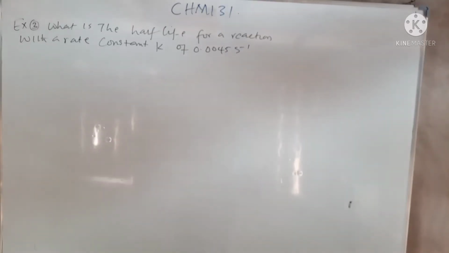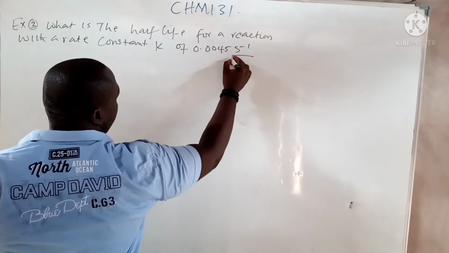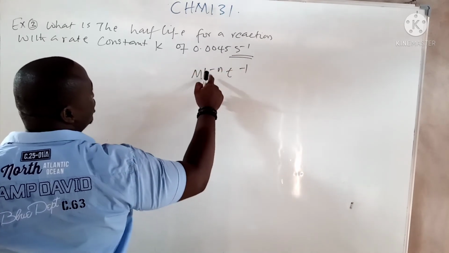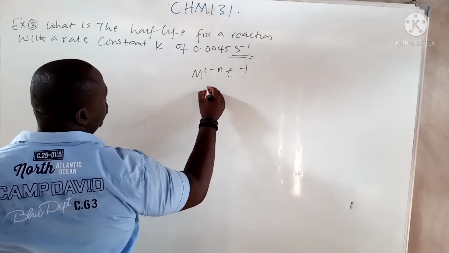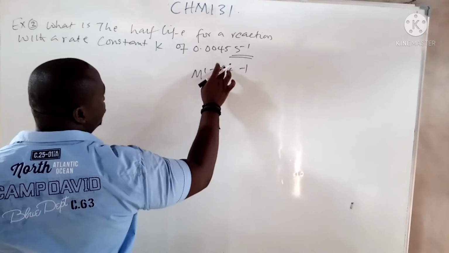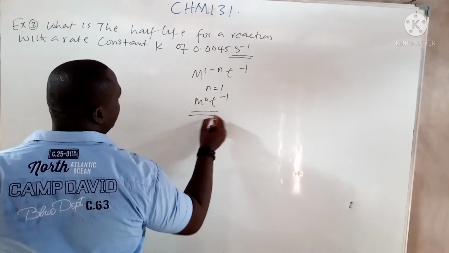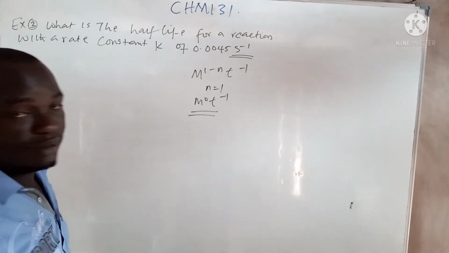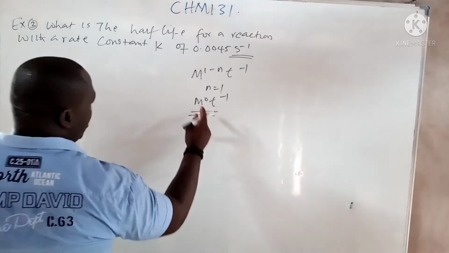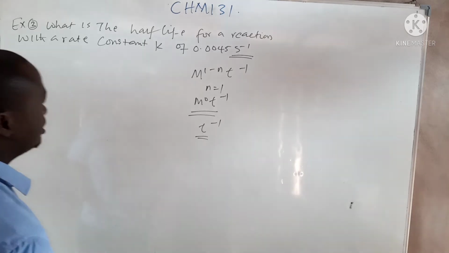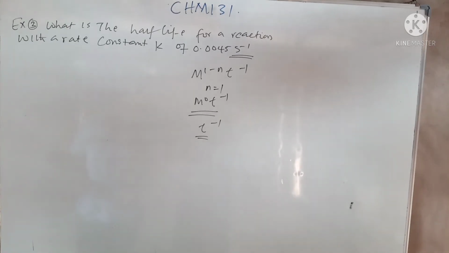Using what I just did right now, what is the half-life for a reaction with the rate constant of this? It's only in seconds. So we have M^(1-n) t^(-1). What is going to make this thing to be in seconds is when n is equal to 1, because if you put 1 here, this will give you M raised to the power of 0, t^(-1). So this is first order, right? Good. Because this one will give you t^(-1). And I told you that the time can be in seconds, in minutes, in hours, in days, in years.